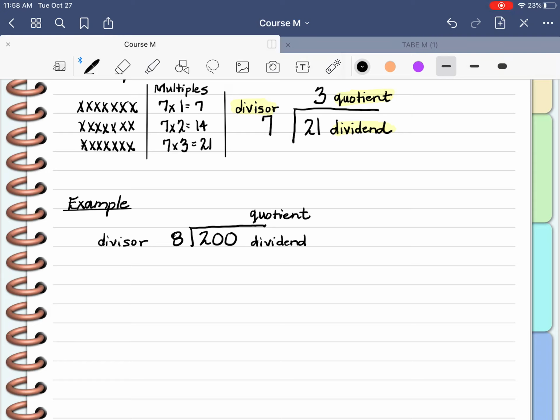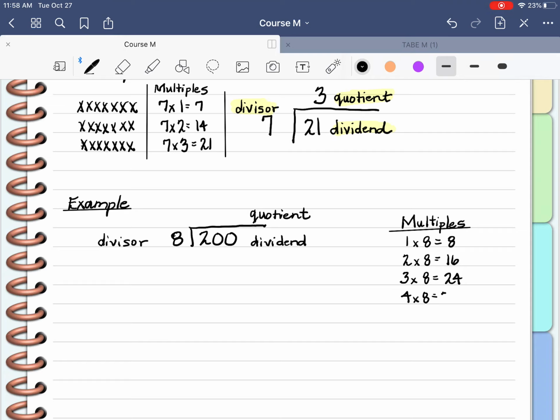So in order to do this, I am going to list some multiples of my divisor. Okay. I will not draw x's because that gets old. I'm going to say 1 times 8 is 8. But you can picture those x's in your mind. The first iteration of 8 would be 8 x's. 2 rows of those x's would be 16. 3 rows would be 24. And I'm going to go up to 4.